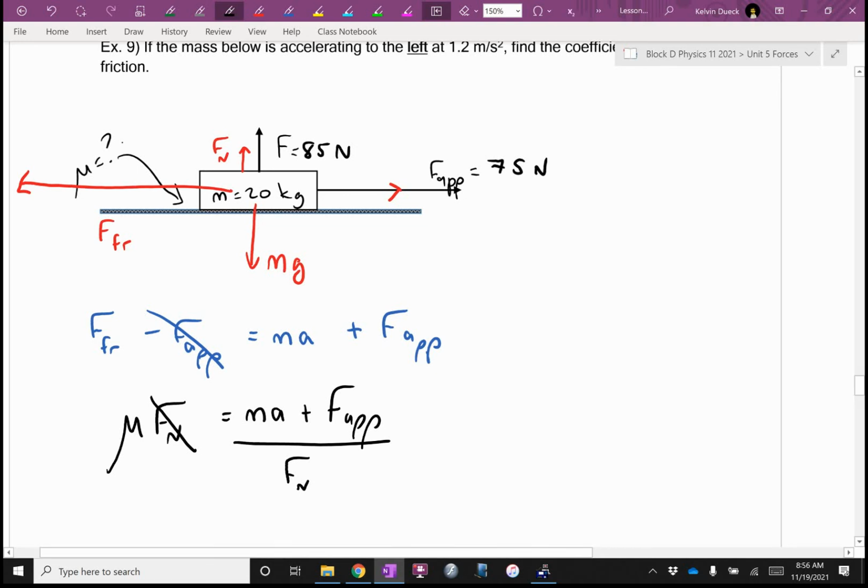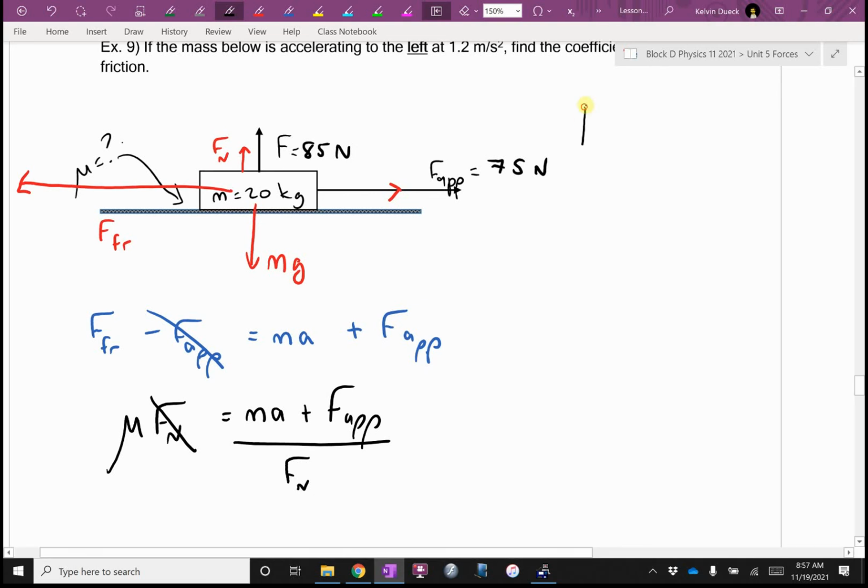Eric, do I know M? Yep. Do I know A? Yep. Do I know F applied? Yep. I don't know the normal force, and I can't say so easily. But look, I know another force the same size as the normal.